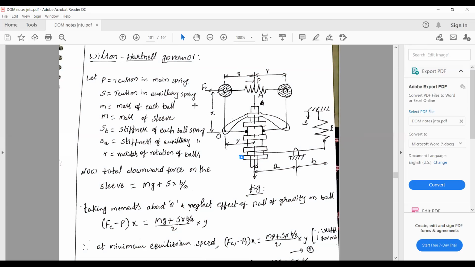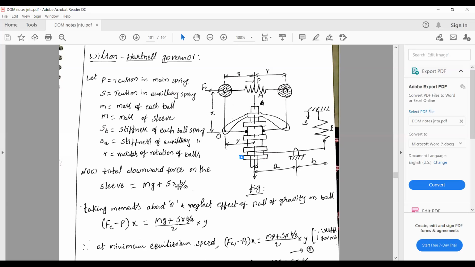The mass of each fly ball is small m, and the mass of the sleeve is capital M. SB is the stiffness of each ball spring, SA is the stiffness of the auxiliary spring, and R is the radius of rotation of the balls. Now calculate the total downward force on the sleeve. That equals mg plus S into b by a.